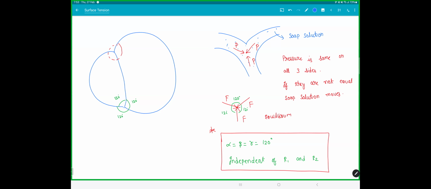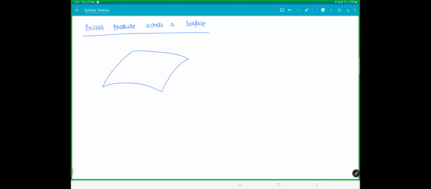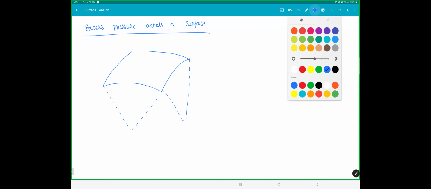Clear with this? So if you see, all these are spherical surfaces, but sometimes you also see other kinds of surfaces like cylindrical. So let's see a more general thing. Excess pressure across a surface. So this is a more general result. Let's say you have a surface like this, the radius of curvature is r1. You're getting it? You can have two different surfaces, two different radii of curvature.